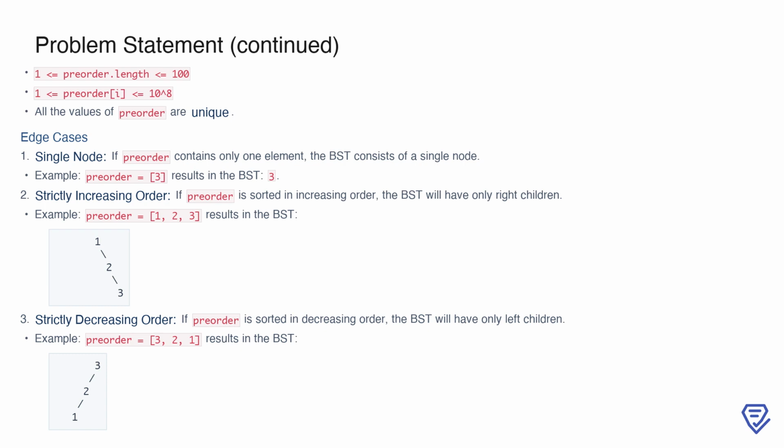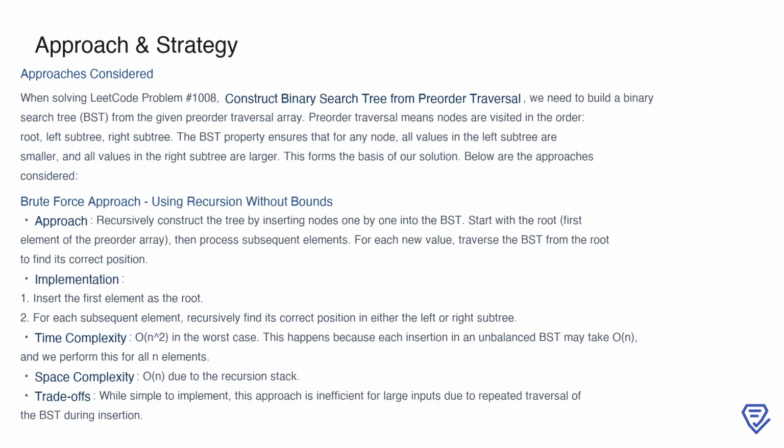To solve the problem of constructing a binary search tree from a preorder traversal, we need to understand two key concepts. First, the preorder traversal visits nodes in the order of root, left subtree, and then right subtree. Second, the binary search tree property ensures that all values in the left subtree of a node are smaller than the node, and all values in the right subtree are larger.